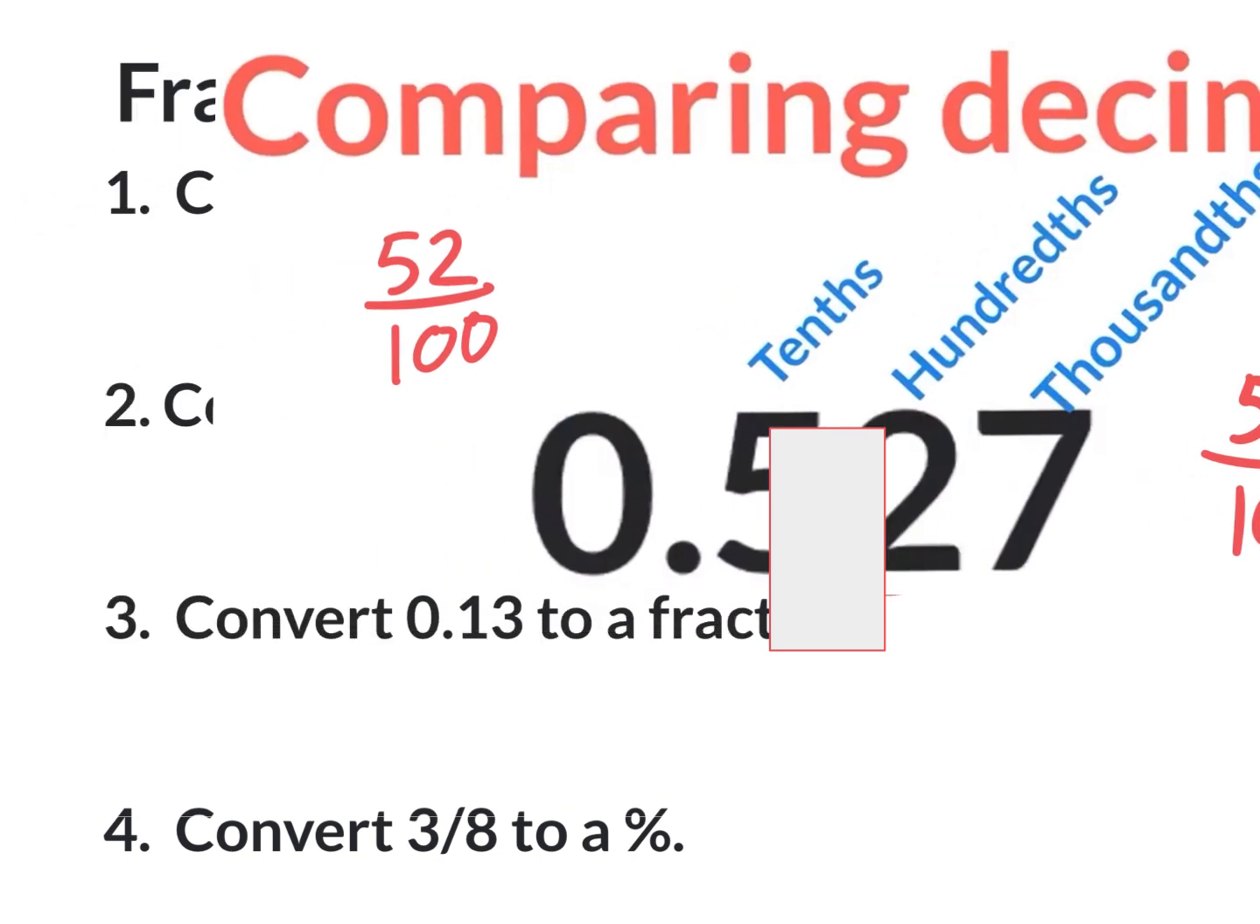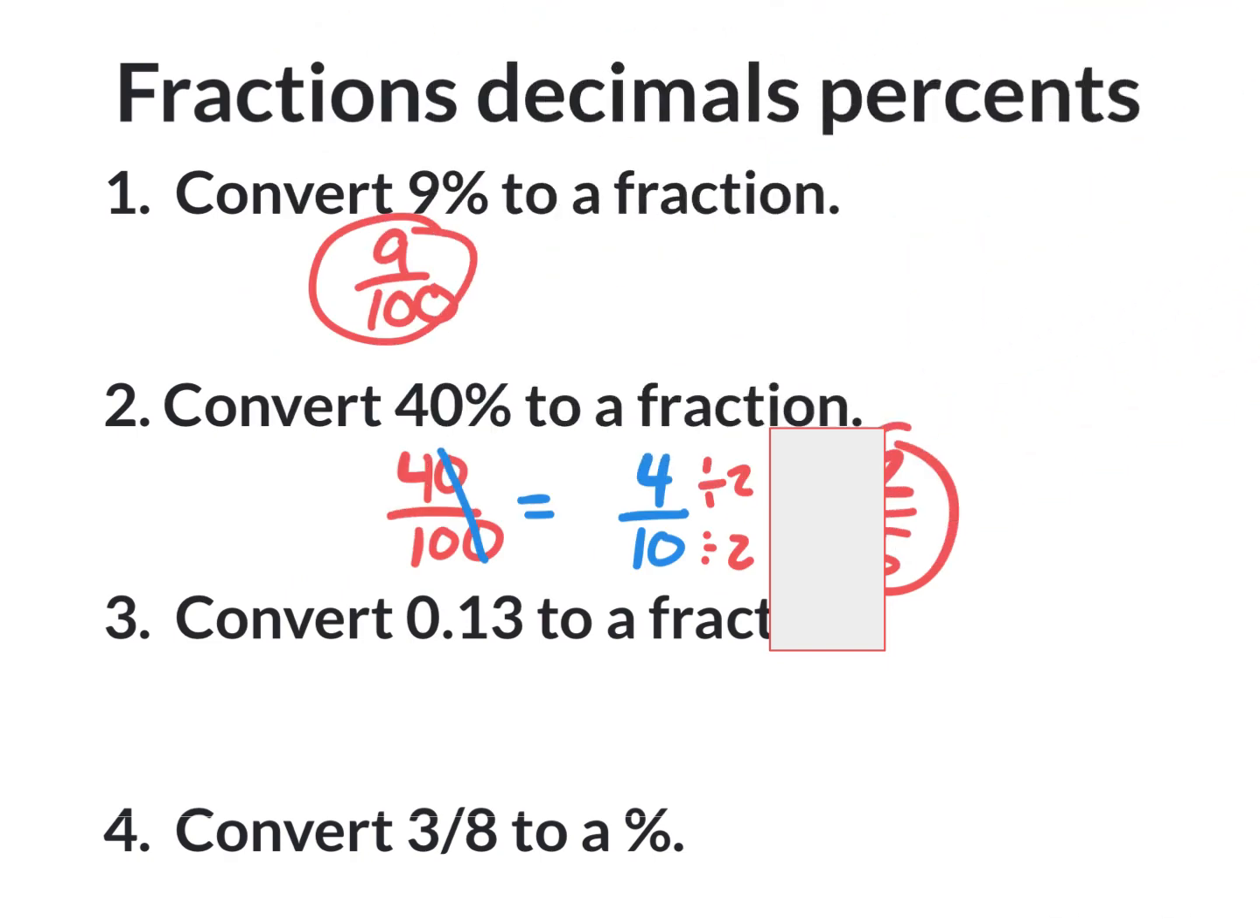Anyways, let's go back to the actual questions that are on the test. Convert 0.13 to a fraction. This is the 10th position. This is the 100th position. So it's pretty simple. Your answer will be the number 13 over the 100th position.